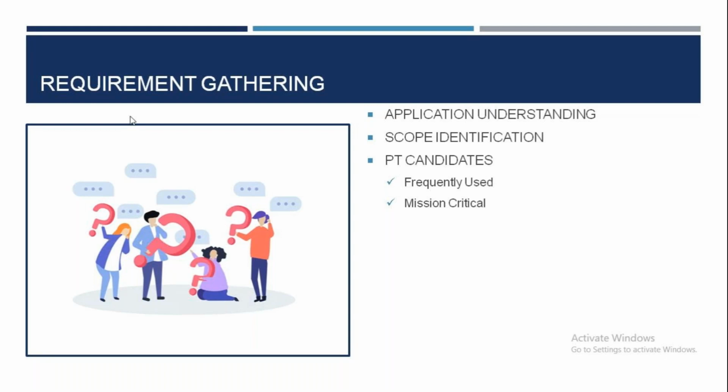No one will use that application if the major functionalities are not working. So the scenarios which are important for the application in order to meet its business functionality are known as the mission critical scenarios. Clear, all of you?